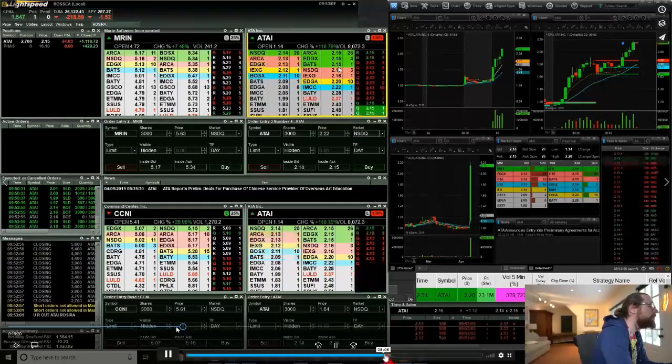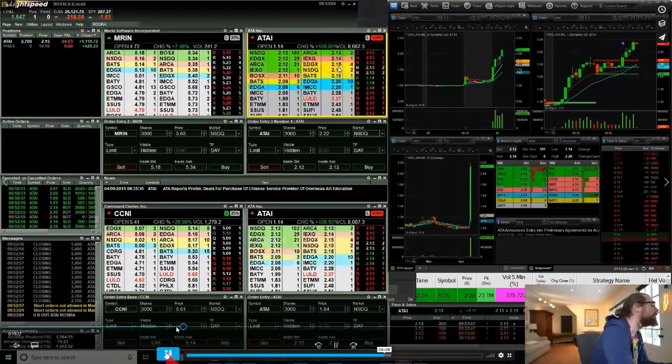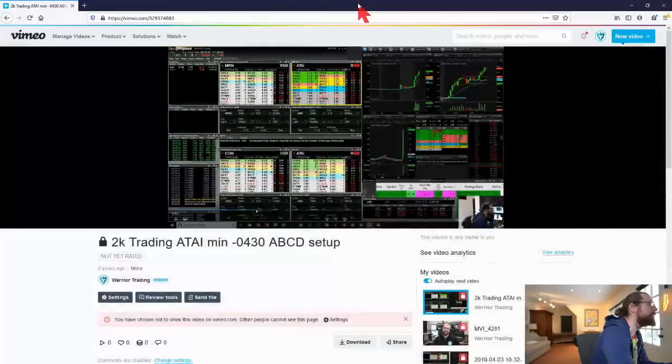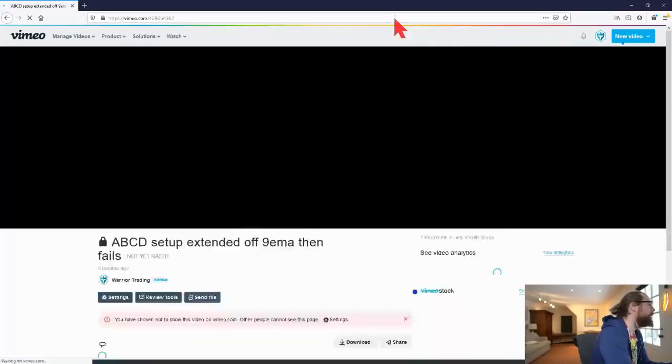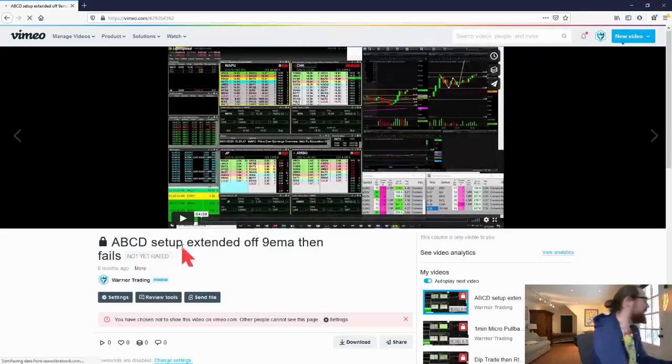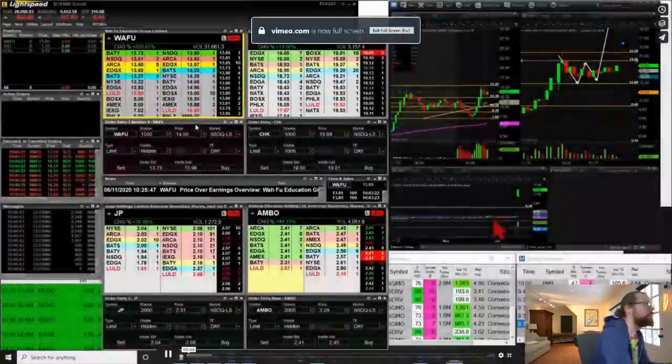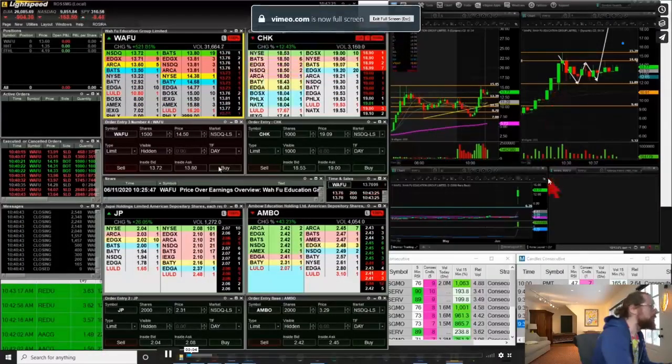All right, so let's back that up. So we got the ABCD pattern there. And now let me pull up my next live example. So copy link. Okay. ABCD setup, extended off the 90 MA, then it fails. Oh boy. All right, so it looks like we've got possibly a false breakout here on this one.